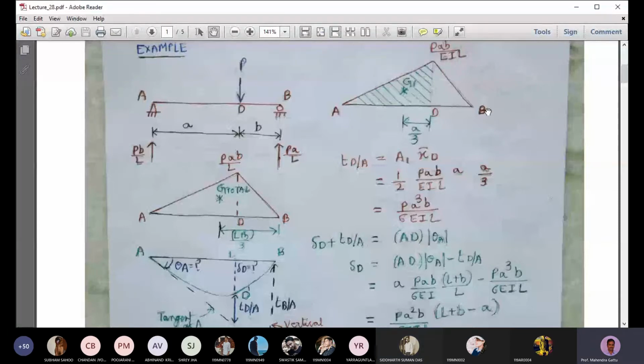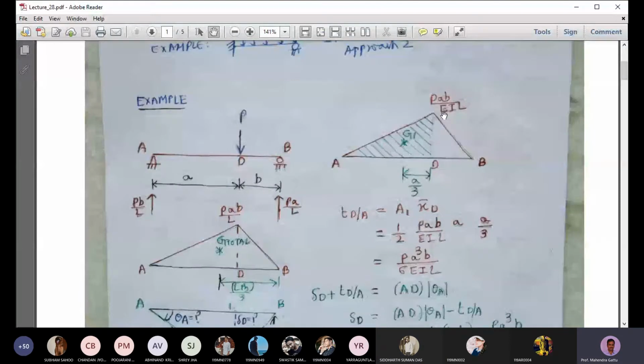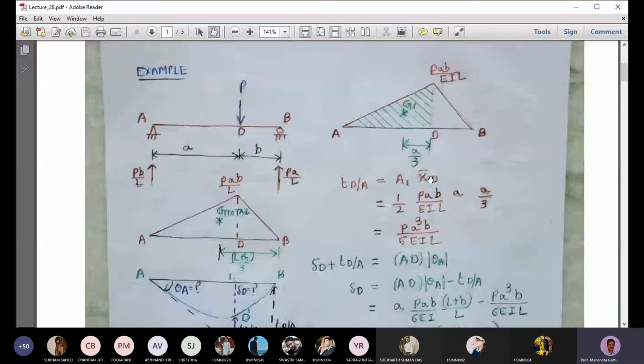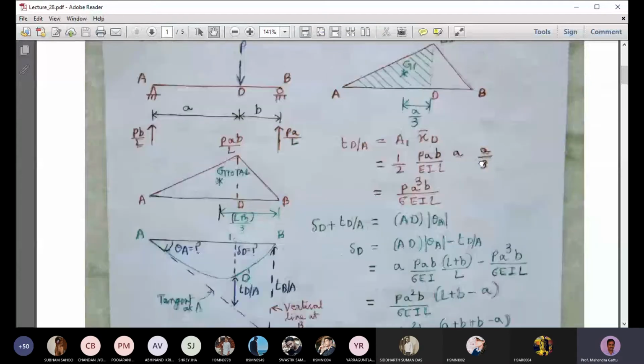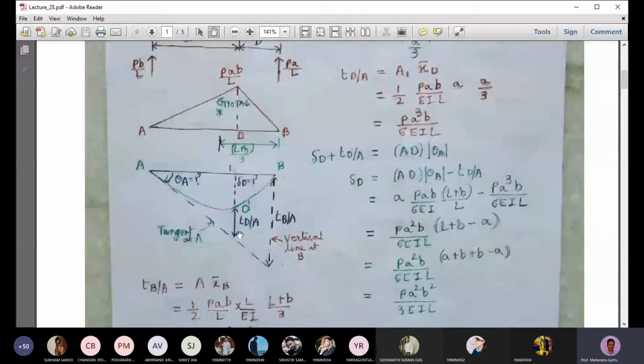Okay, so PAB by EIL, that is the altitude. So half base height, so half A into PAB by EIL, and x bar D is A by 3. So what we get is PA²QB by 6EIL. So what we are getting is this distance, TD by A. So still we don't know what is delta D, what is the deflection of point D.